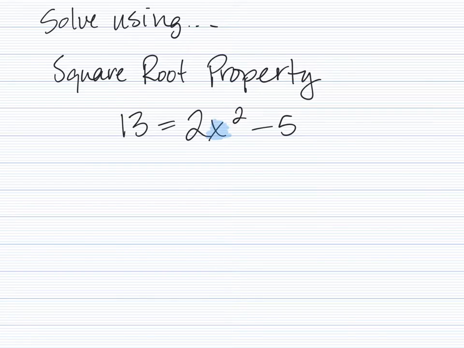So basically when you're solving, you need to use the opposite of the order of operations. So instead of adding or subtracting last, that's what we're going to get rid of first. So we're going to add 5 to both sides of the equal sign, I should say. 13 plus 5 is 18. And what we're left with is this 2x squared.